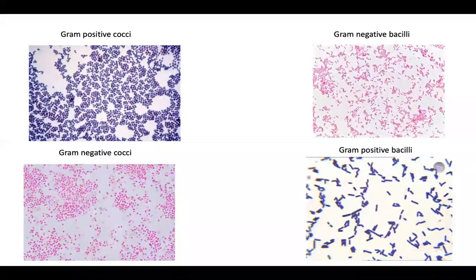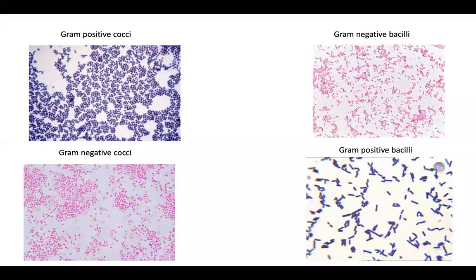To the left of the slide, you can see gram-positive cocci. Cocci are round, they appear purple. At the bottom right, we have gram-positive bacilli. We're going to look at the shapes later, but look at the color now. So these gram-positive bacteria take on the primary stain to remain purple bluish.